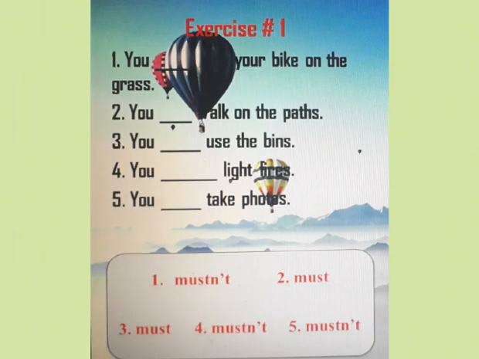From the CD that you have heard, let us answer exercise 1. You mustn't ride your bike on the grass. Number 2, you must walk on the paths. 3, you must use the bins. 4, you mustn't light fires. 5, you mustn't take photos.